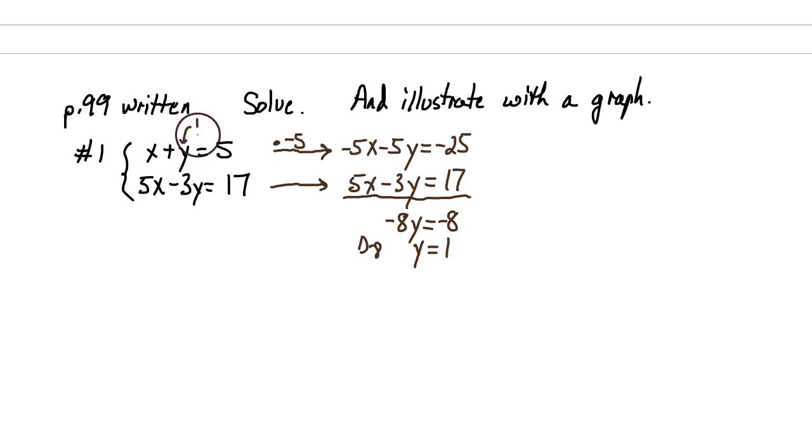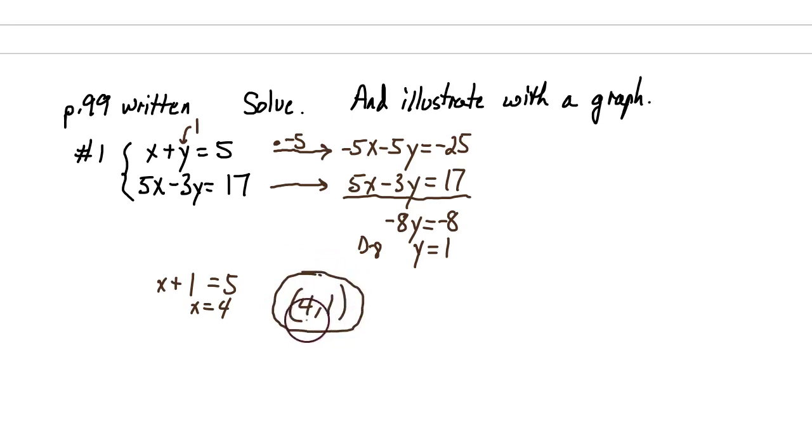Where the letter y is, we're going to put our answer, 1. So we get x plus 1 is equal to 5. Therefore, x equals 4. As an ordered pair, our answer to the system is (4, 1), because you write the x-coordinate first and the y-coordinate second in the parentheses. This is the solution to the system.